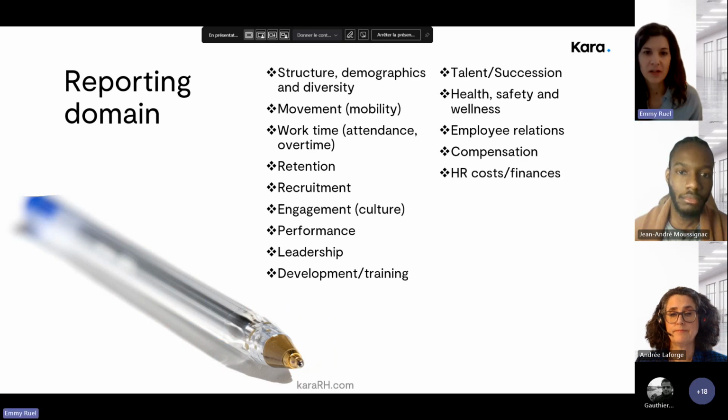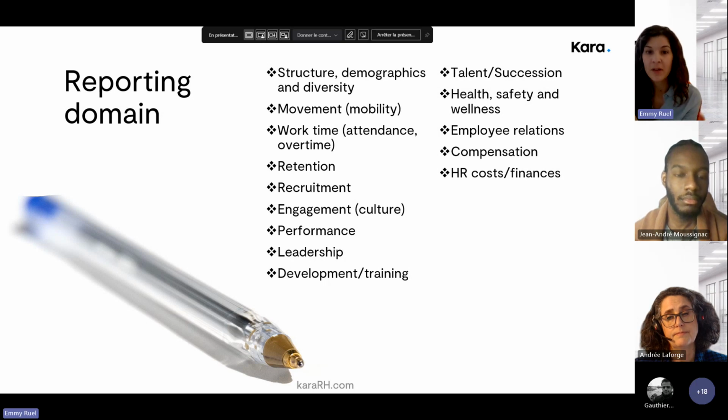And now, reporting domains. You probably know that already, specifically if you've been to our webinar, but there are over 500 human resources indicators. Those are divided into different reporting domains, and we would like to present them to you today. Don't worry, we will not go through the whole list, but here are some domains your HR department will be able to analyze, okay? You can analyze your structure, your working time, so absenteeism, overtime, your HR cost, your succession planning, your recruitment, and so on, okay?